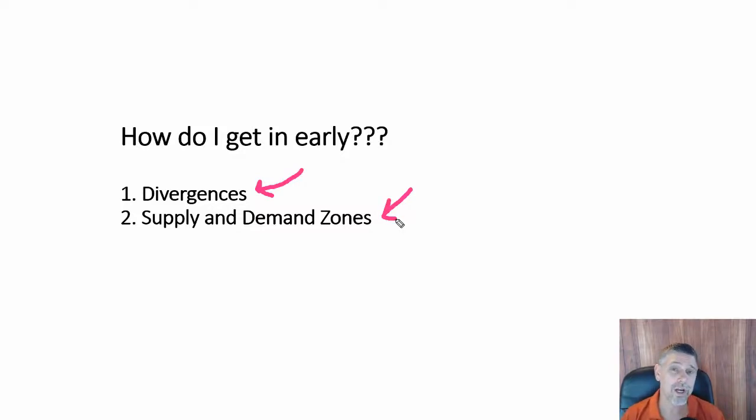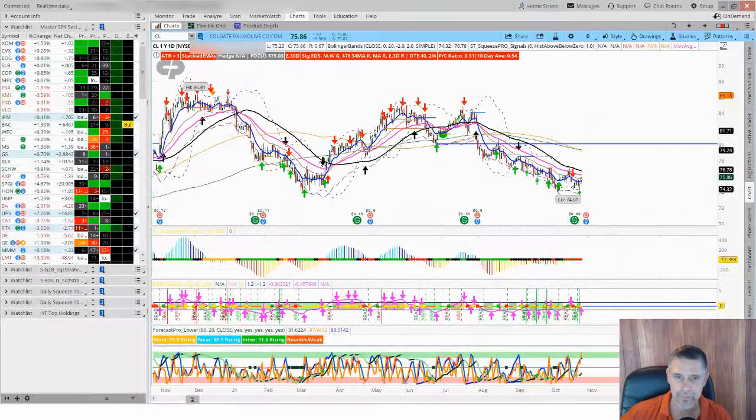We're going to go look at some charts right now, and we're going to look at divergences and supply and demand zones to see if this is going to help us get in early. Now, we're going to be looking back, so it's already happened. Understand, too, whatever happened in the past doesn't necessarily have to happen in the future, but it happens more often than not. So some of the ways I like to get in early are divergences. Let's go ahead and look at the chart.